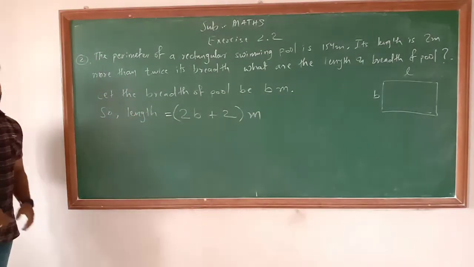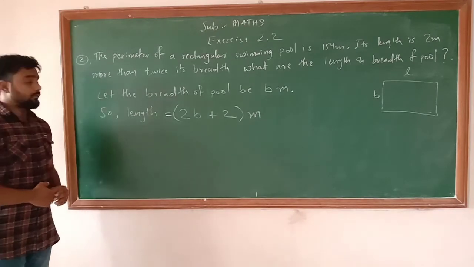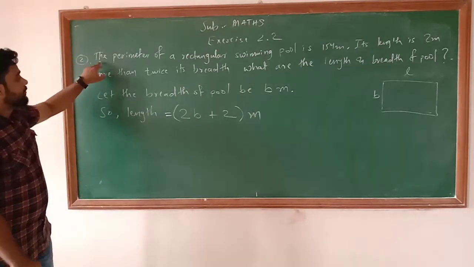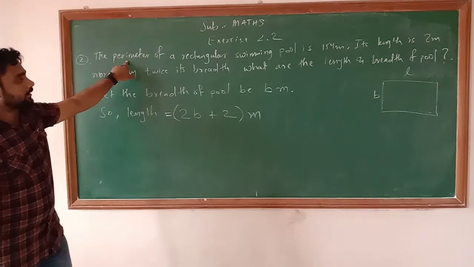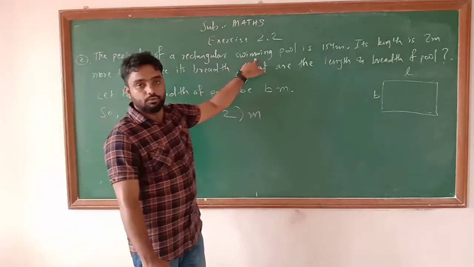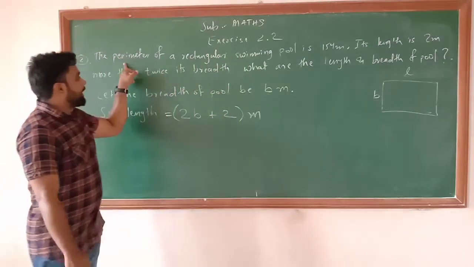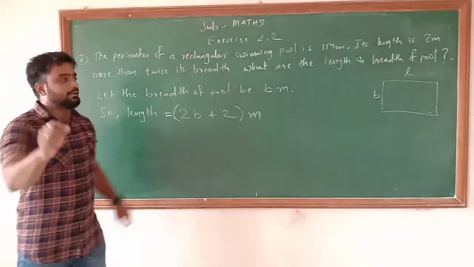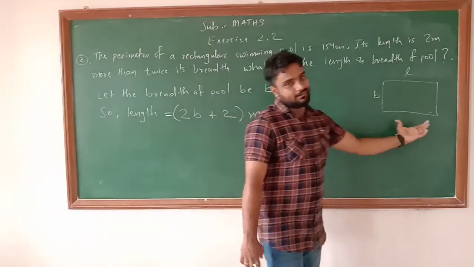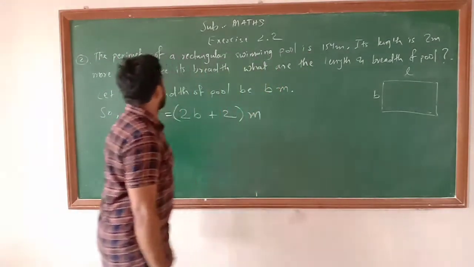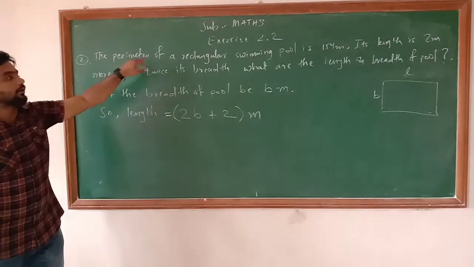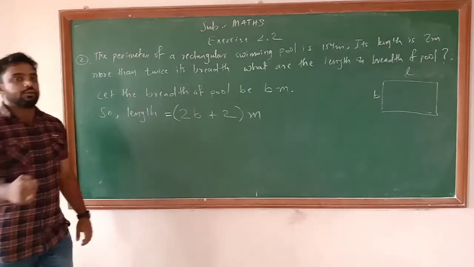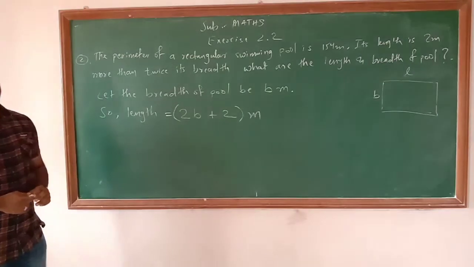Okay. Understand or not? Now original question देखते हैं. So what is written? The perimeter of a rectangular swimming pool. So which shape is given to you? The rectangle shape is given to you. And what we have to take? We have to take the perimeter of the rectangular pool. So we have to use the formula for the perimeter of a rectangle.